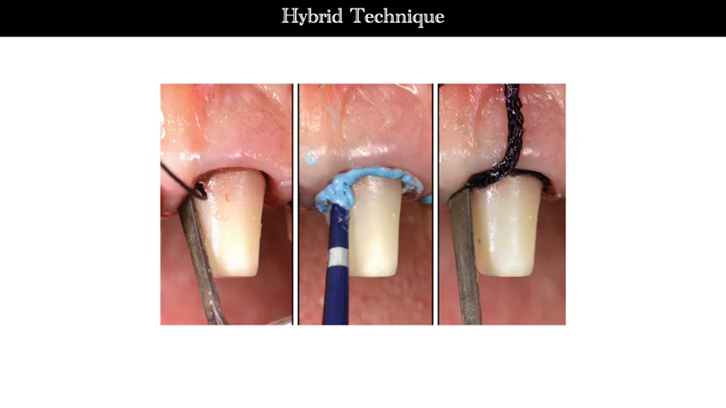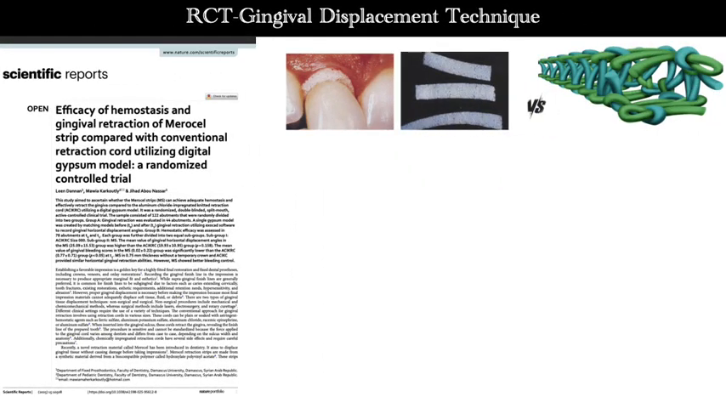Now, the hybrid technique is not a technique given in any of the literature or textbooks, but it is the most commonly used technique in the clinical scenario. Even a simple retraction cord impregnated with one of the chemical agents, be it a vasoconstrictor or a hemostatic agent, becomes a hybrid technique. Or if you're combining the electrosurgical technique with a retraction cord later for further displacement of gingiva, that again becomes a hybrid technique. So this is usually a combination of more than one technique.